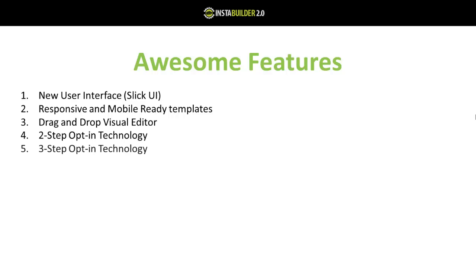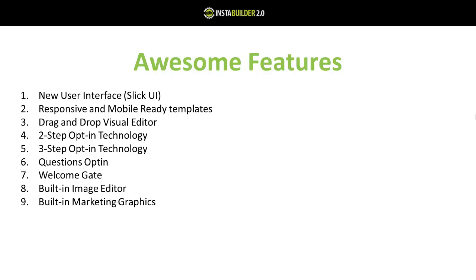introduce to you the three-step opt-in technology never before seen. A questions opt-in, you drag this element in, you add questions on the fly. It's got a welcome gate, built-in image editor. But what if I told you that you could do a search inside of InstaBuilder 2.0 and it would bring in the exact image you're looking for, completely royalty-free, and you don't have to pay those premium prices for your stock images, built-in marketing graphics, so now you can actually edit those images on the spot.